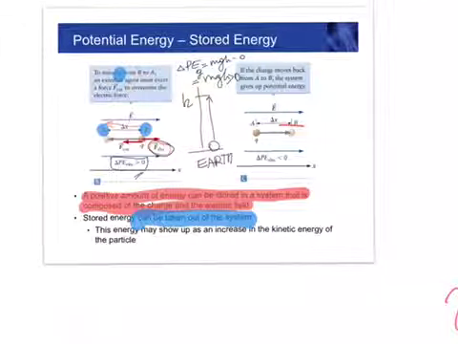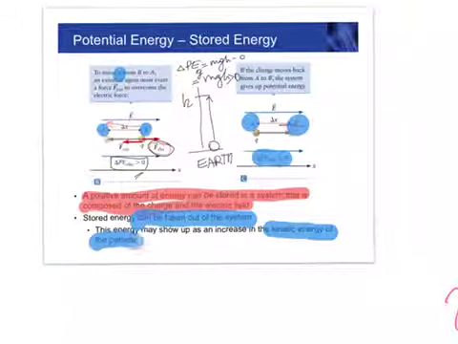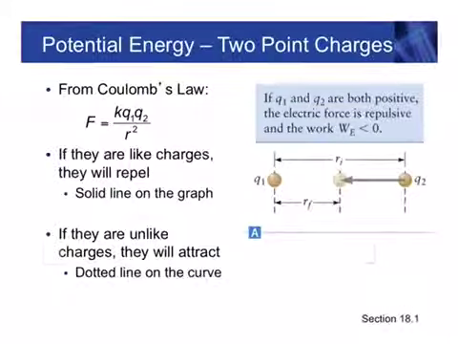The ball falls down. So if we let the charge go after we place it in position A, we let it go and it moves to position B, so it releases its energy, and change in potential energy now is negative. That means this energy went somewhere. Sometimes it shows up as an increase in kinetic energy of the particle, so it just moves faster.